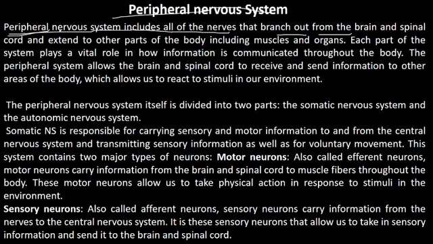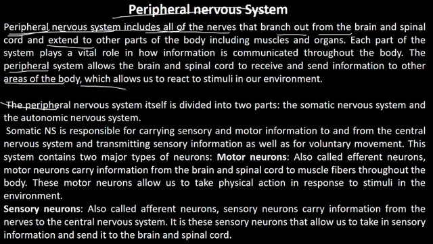Peripheral, I have told you the meaning. The nervous system includes all the nerves that branch out of the brain and spinal cord, and extend to other parts of the body, including muscles and organs. Each part of the system plays a vital role in how information is communicated throughout the body. The peripheral system allows the brain and spinal cord to receive and send information to other areas of the body, which allows us to react to stimuli in the environment.